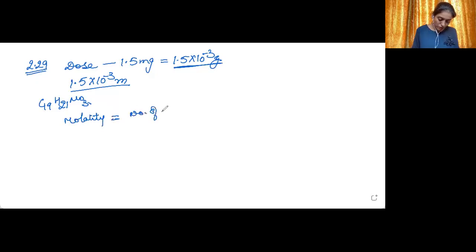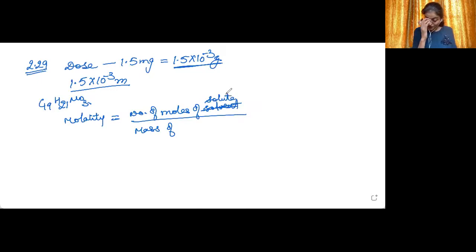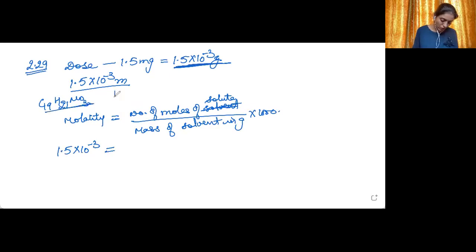Molality is equal to number of moles of solute upon mass of solvent in gram multiplied by 1000. I'm so sorry, I was writing it in reverse. Molality has been given, 1.5 into 10 raised to the power minus 3. Number of moles will be given by mass upon the molar mass. Let's first find out what is the molar mass.